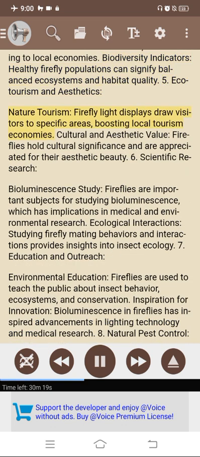5. Ecotourism and aesthetics. Nature tourism. Firefly light displays draw visitors to specific areas, boosting local tourism economies. Cultural and aesthetic value. Fireflies hold cultural significance and are appreciated for their aesthetic beauty.